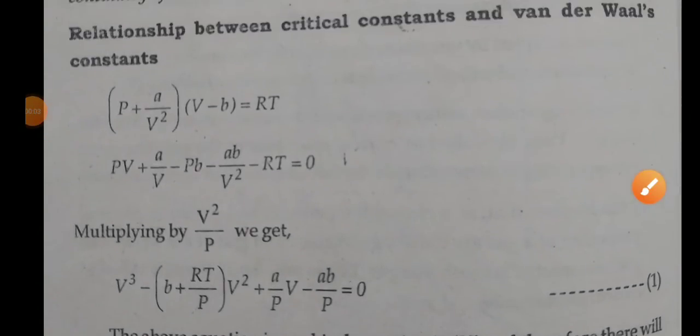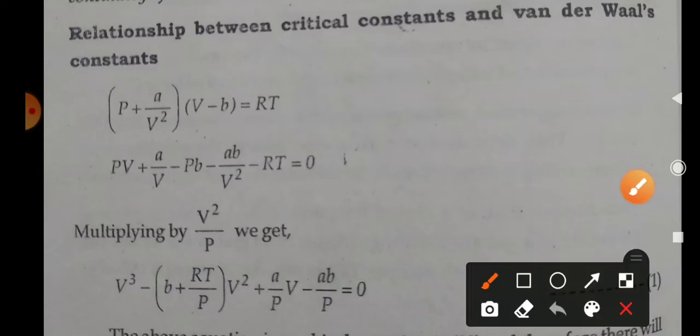Hello dear students, in this video we are going to study the relationship between critical constants and van der Waals constants. Okay, so the van der Waals equation is (P + a/V²)(V − b) = RT. Solving this equation, that means multiplying these bracket terms with these bracket terms, we get this equation on expansion.